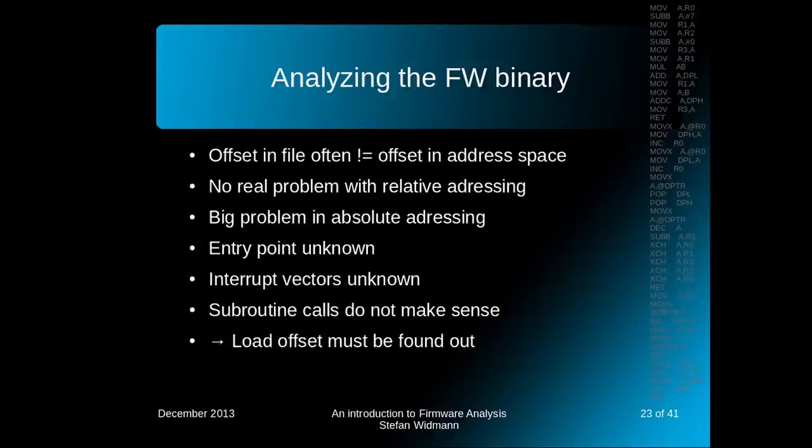The offset in the file, in the firmware file we loaded, is often not the offset in address space. This is no real problem when the architecture is using relative addressing. Relative addressing means we have a register content, and whatever we want to access is based on some register's content, location-independent code. But we have a big problem when absolute addressing is being used. And even architectures supporting relative addressing do have some absolute addressing still somewhere.